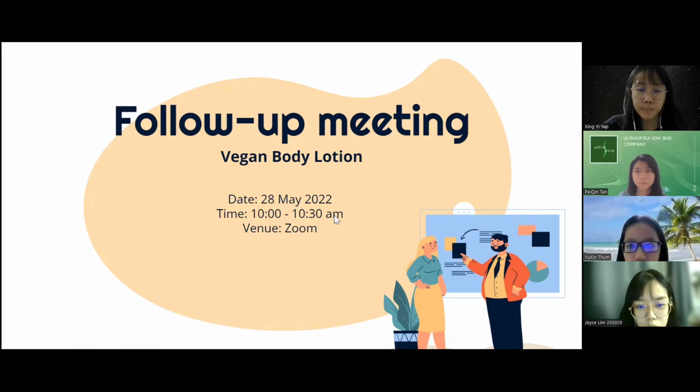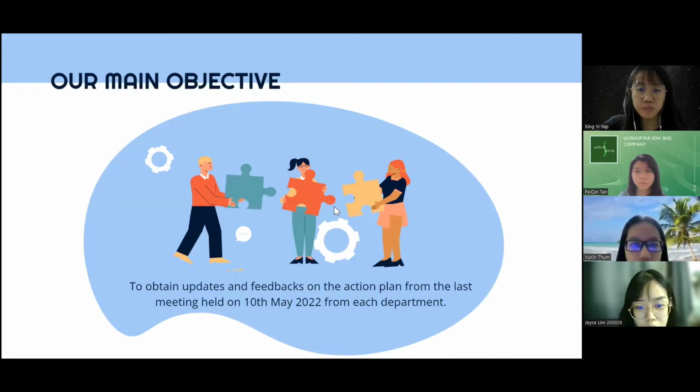The objective of today's meeting is to obtain updates and also feedback on the action plan from our last meeting from each department. Before I go any further, let's go through the minutes of our last meeting, which was held on 10th of May 2022. To summarize the main points, we began by brainstorming, discussing, and reviewing our goals and strategies that we would like to hit in the next quarter of our new product, which is the vegan body lotion.